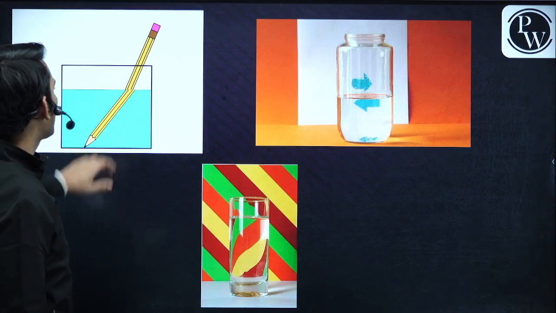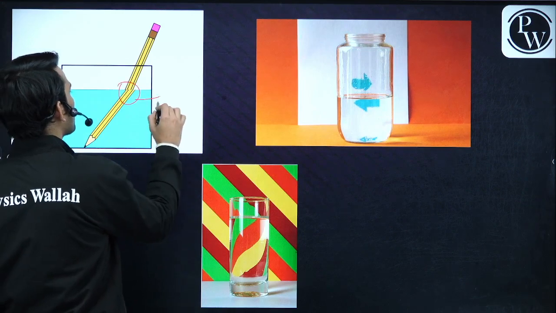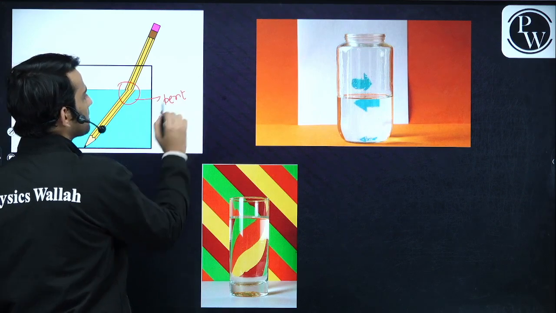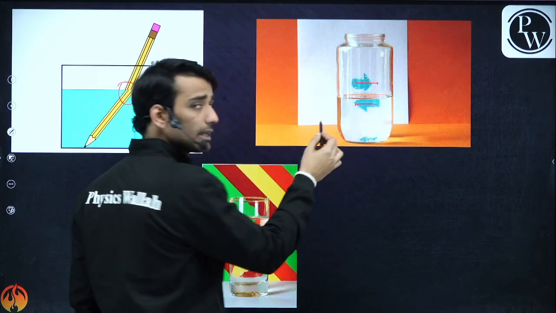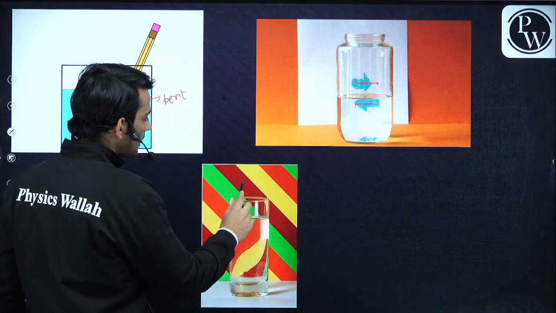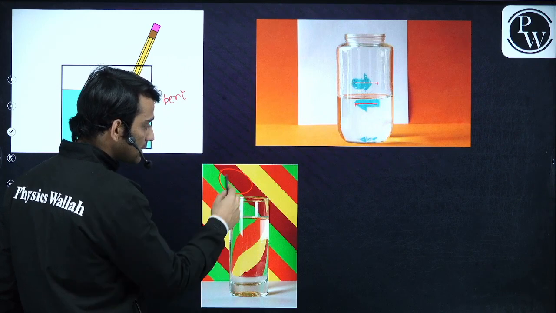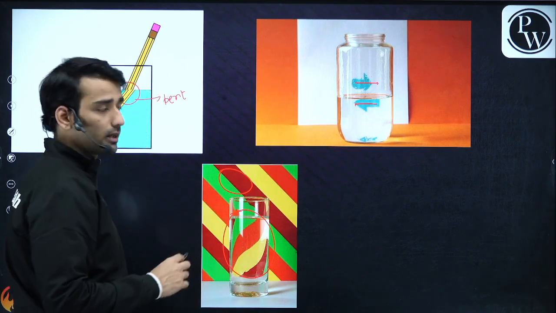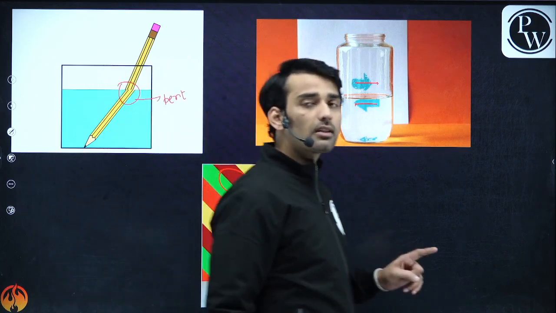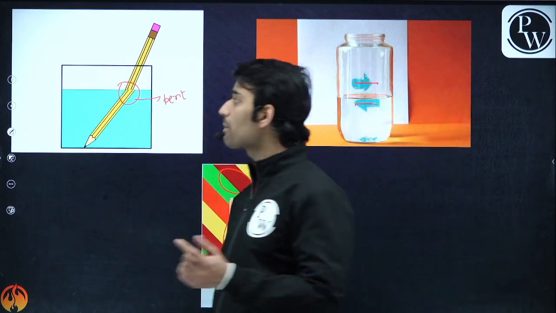Can you see this bending of light? It appears that the pencil is broken at this point. You can see the arrow is inverted as I am watching it through the water. You can also see the pattern is like this, but as I am watching this pattern through water, the patterns appear to be inverted. So what is the reason for this? The reason for this is refraction of light, which is the bending of light.